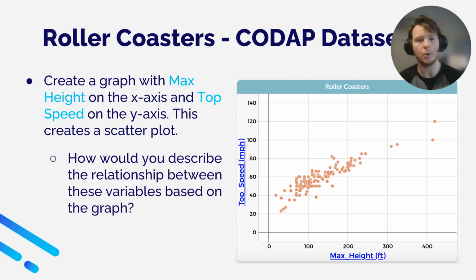So first, we're going to have students create a graph with max height on the x-axis and top speed on the y-axis. This should create a scatter plot with a positive trend for them. It is a pretty strong correlation there in a positive direction, and it's a roughly linear shape.